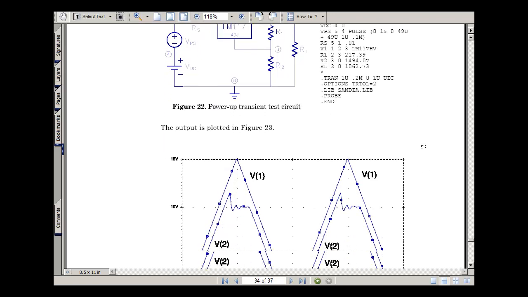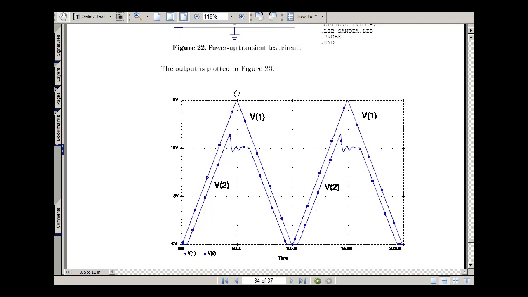And here's what happened to the output. So here's my input going from 0 to 15 volts and back down again, again on a 50 microsecond scale, 100 microsecond cycle. And sure enough, here's my response. It overshoots and then rings and comes back out again. So it looks exactly like what we had on the lab data. So that was a good fit.